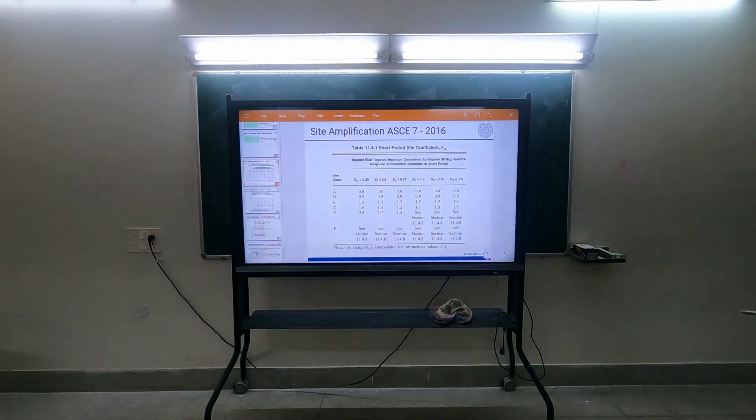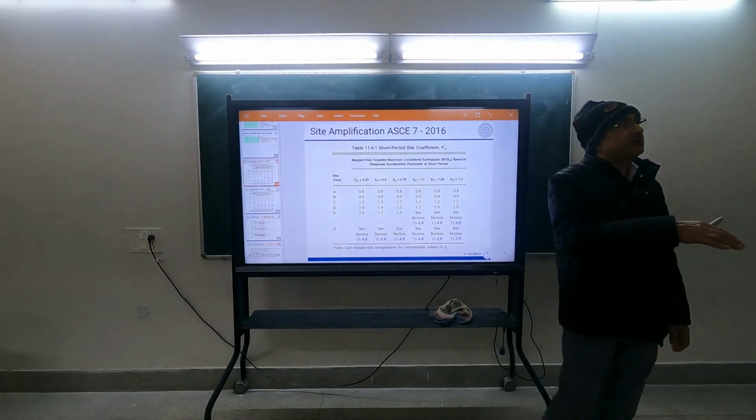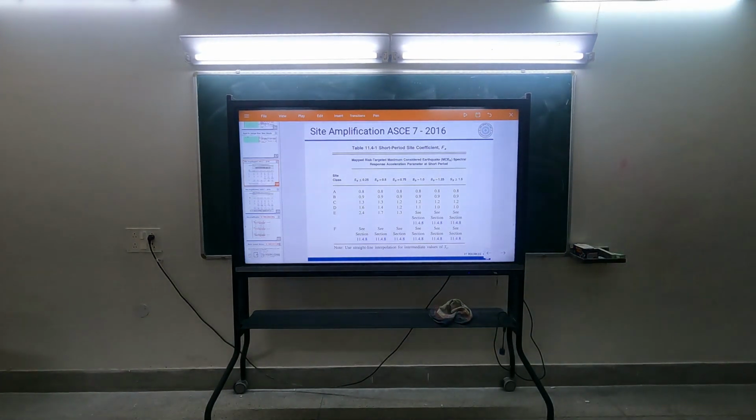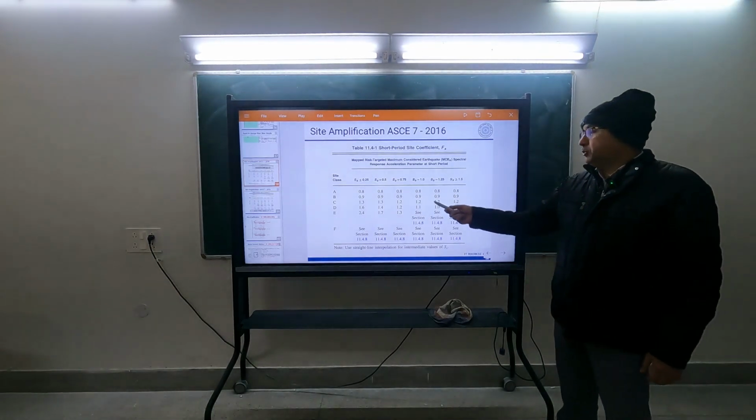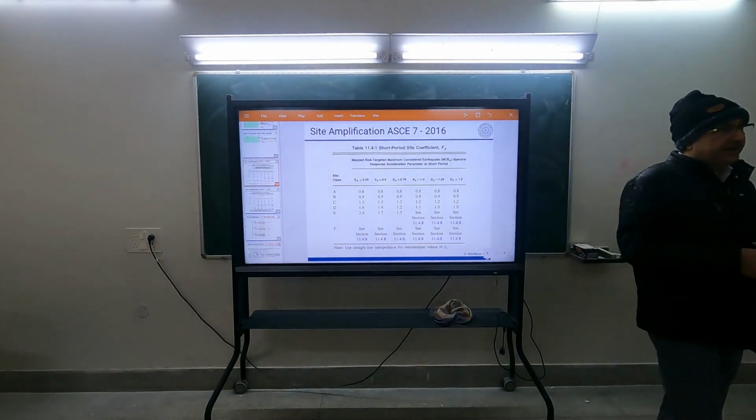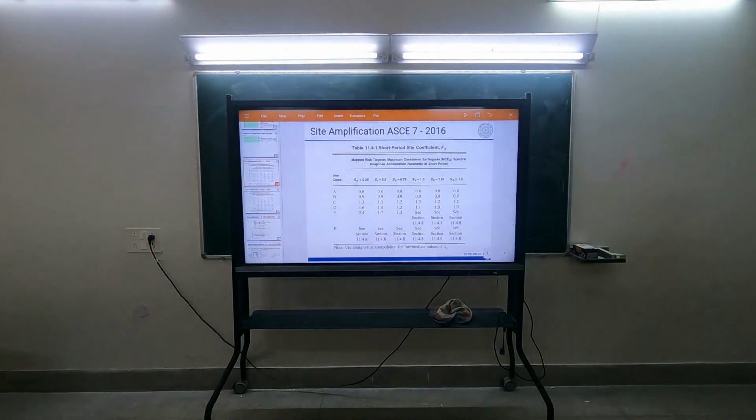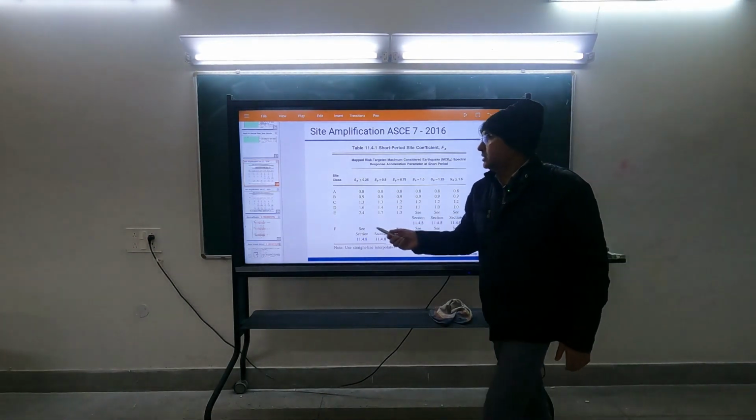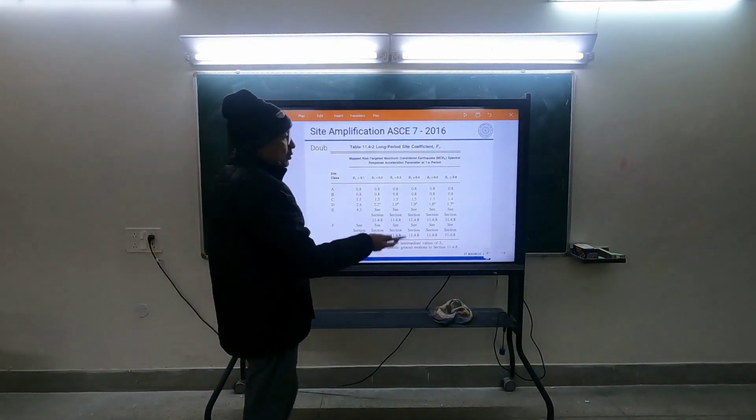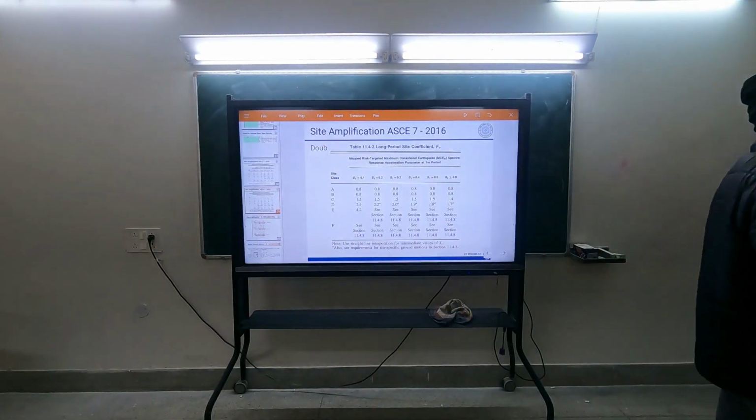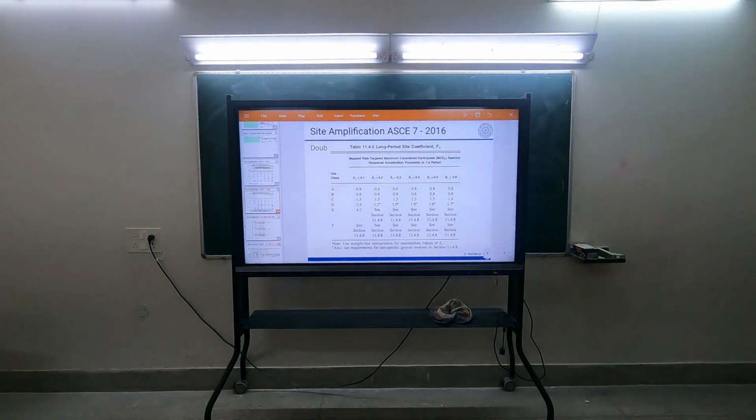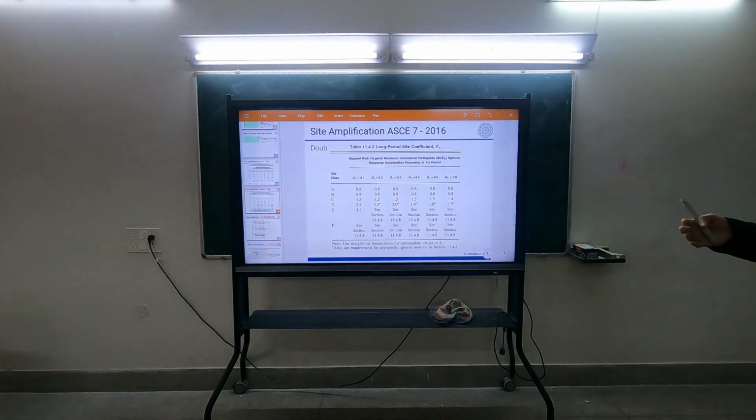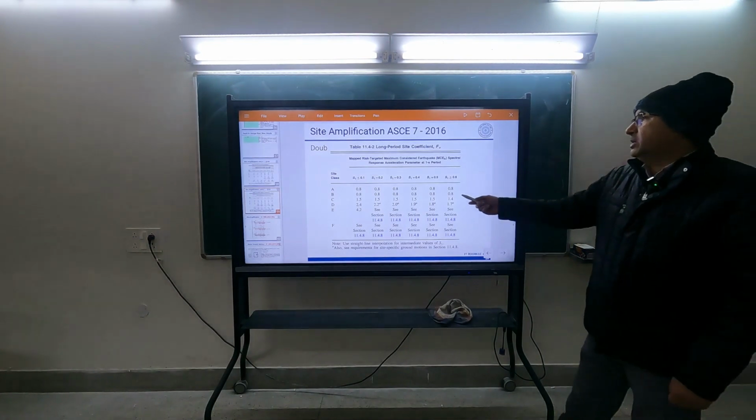In case of low amplitude motion, amplification will be much more than attenuation. In case of higher amplitude, higher intensity motion, the dissipation will overcome the amplification. So you don't see any amplification here. Here you see amplification, and amplification in long period is more, because generally when it is soft soil, if it is not rock, the site period will be in the long period range, in the velocity control range. So corresponding to that, the amplification will be more.